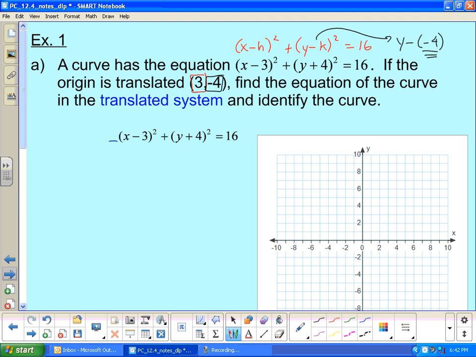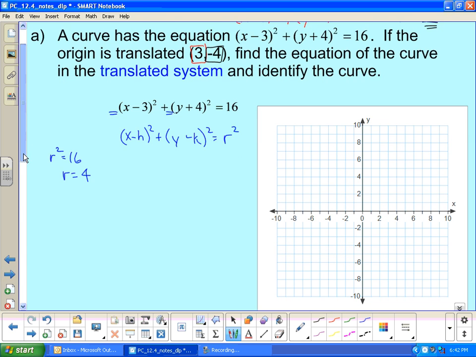I don't have any coefficients hanging out here in front. So if I interpret it as an ellipse, and I divide by 16, I get 1 over 16, 1 over 16 for x's and y's. B and A are the same length. That must mean this is a circle. So I have a circle here. So this is going to be modeling after my x minus h squared plus y minus k squared equals r squared formula. So r squared is equal to 16, which means r is equal to 4.